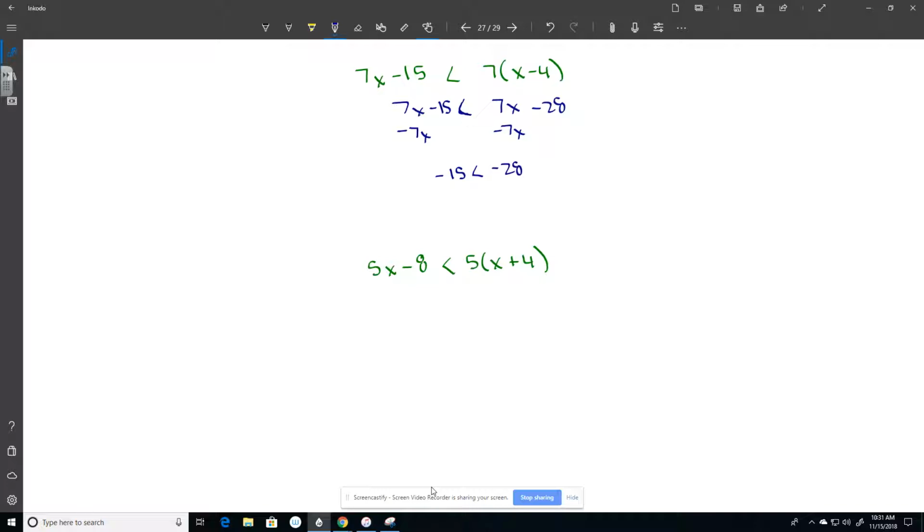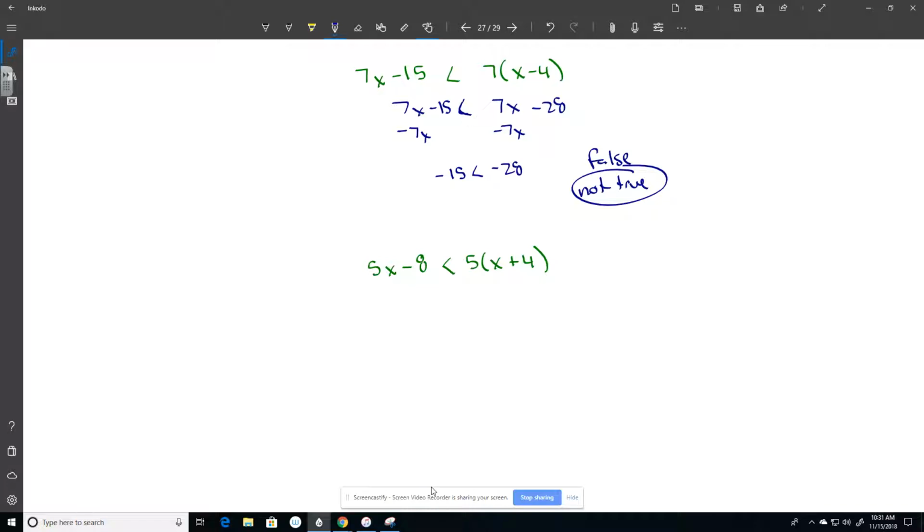My x's canceled out, and I'm left with a statement that is false. Because on the number line, negative 15 is actually greater than negative 28. This is false. It's not true, which means that 7x minus 15 is never less than 7 times x minus 4. It is not true. It's a false inequality. There is no solution.